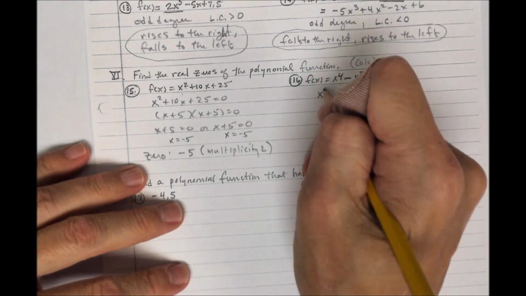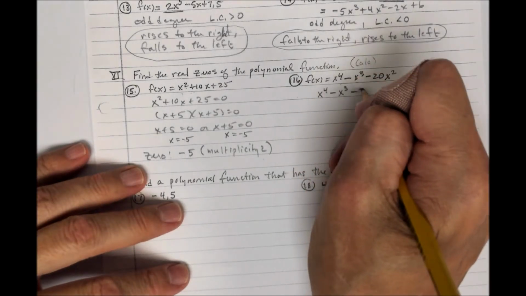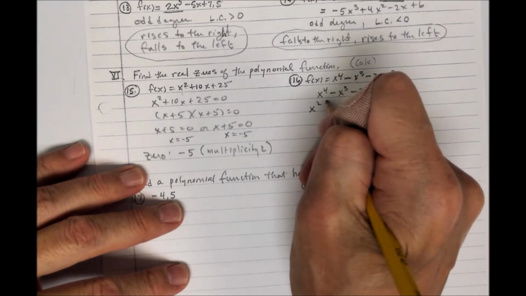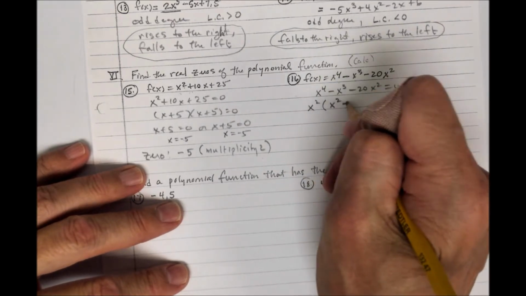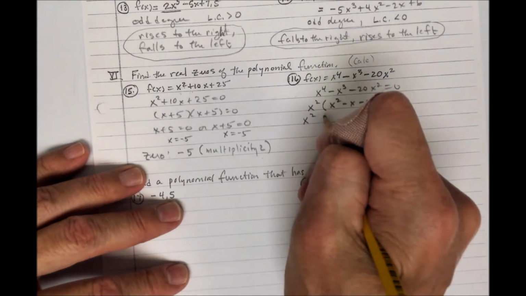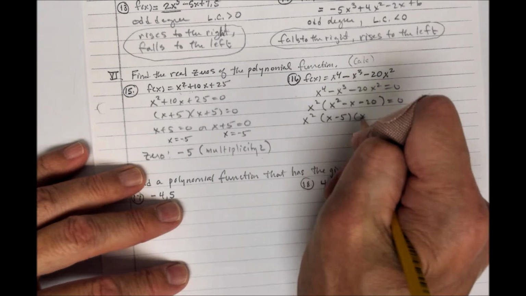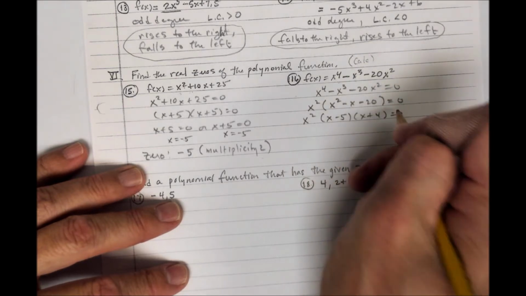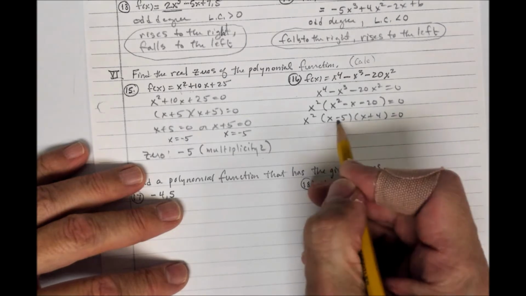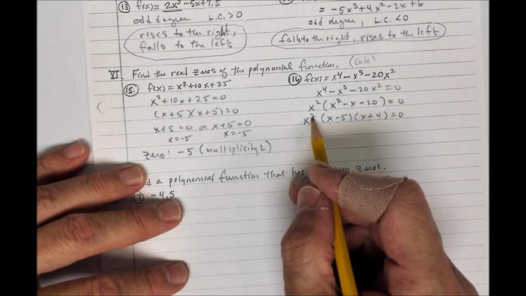If I said x to the fourth minus x to the third minus 20x squared equal to 0, I can factor out an x squared, a GCF. And what's left factors further. So that's x squared times x minus 5 times x plus 4. So it looks like I'm only going to get 3 zeros. This one and this one and this one are going to give me zeros, but I have this factor twice.